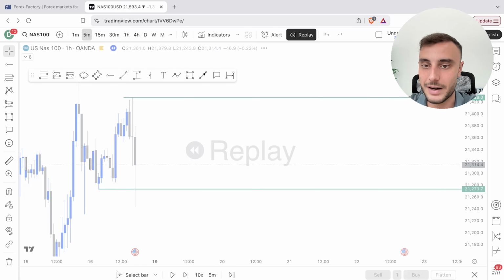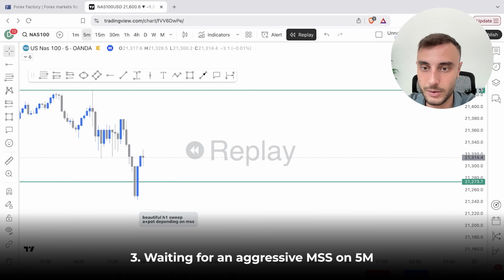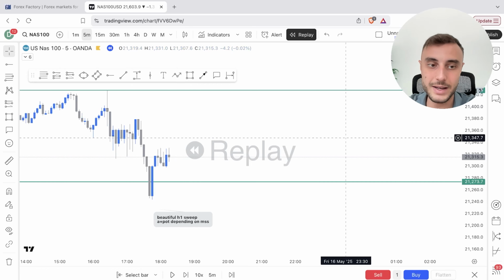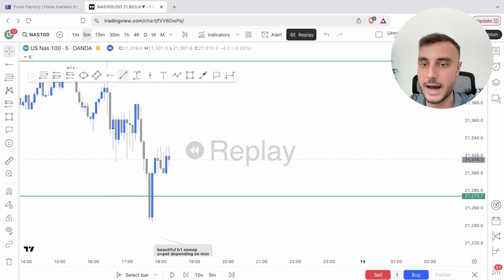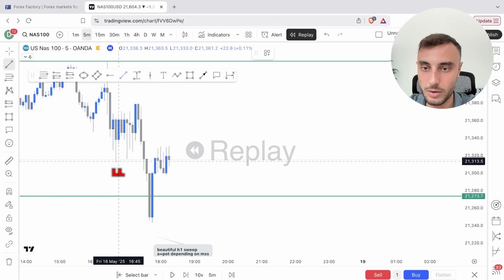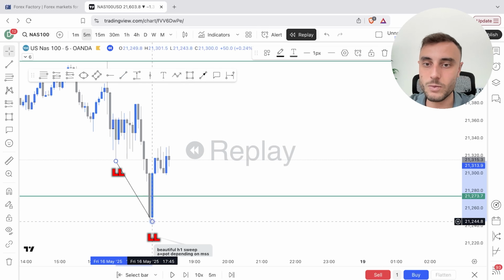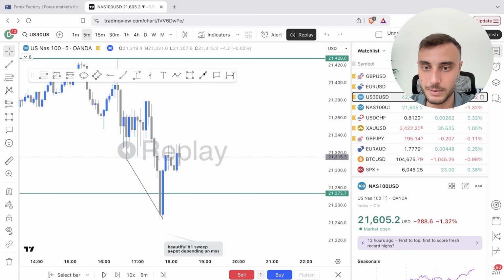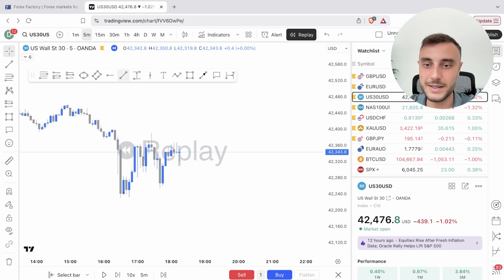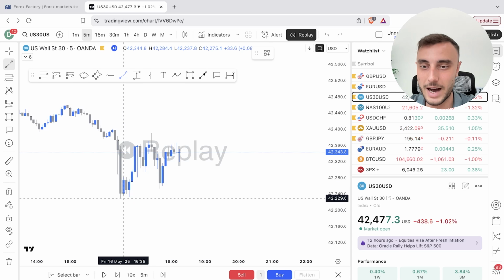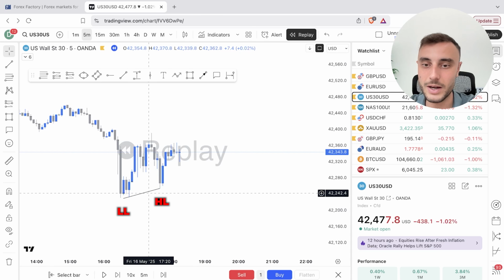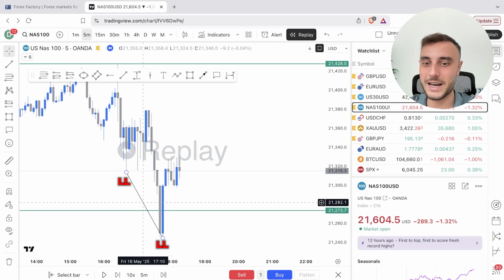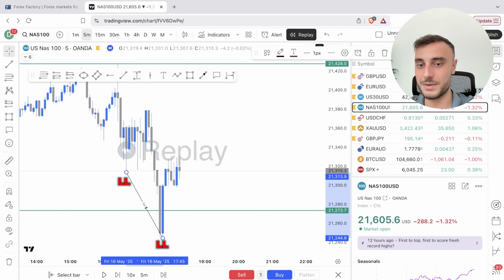Because of that, I went on the 5-minute. I was waiting for the aggressive shift, and I was also actively checking to see whether I have an SMT. On NASDAQ, I saw that I have a lower low over here and a new lower low over here. Then I checked US 30 to see how it was looking compared to this price action. On US 30, we can see that instead of a lower low, it created a higher low. From here to here, we have a lower low and a higher low instead of a lower low and a new lower low. Because of that, I marked that we have the SMT divergence.